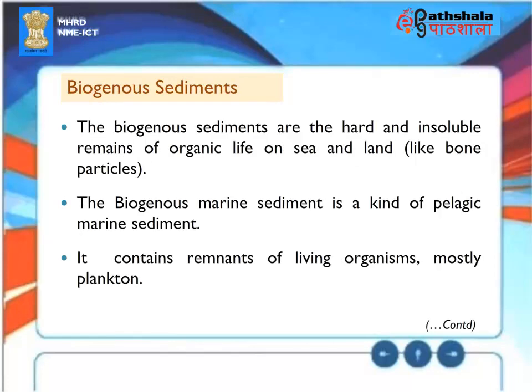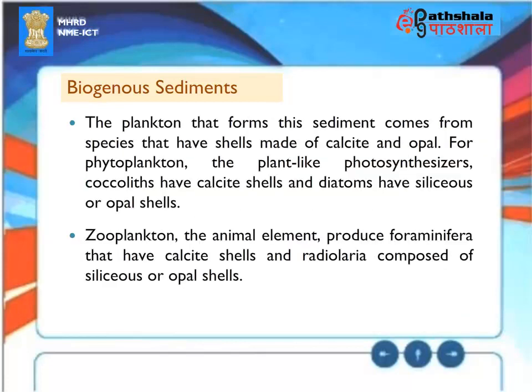Biogenous sediments. The biogenous sediments are the hard and insoluble remains of organic life on sea and land, like bone particles. The biogenous marine sediment is a kind of pelagic marine sediment. It contains remnants of living organisms, mostly plankton. The plankton that forms this sediment comes from species that have shells made of calcite and opal.